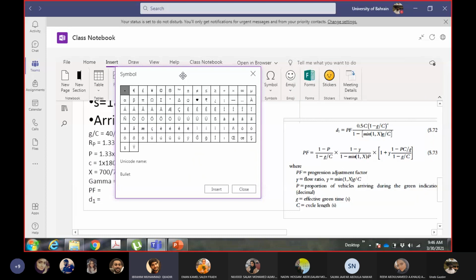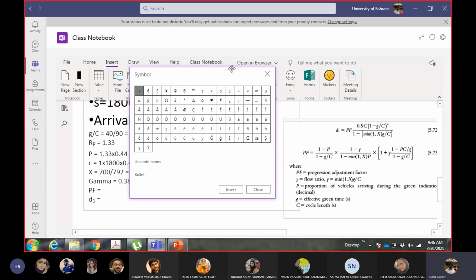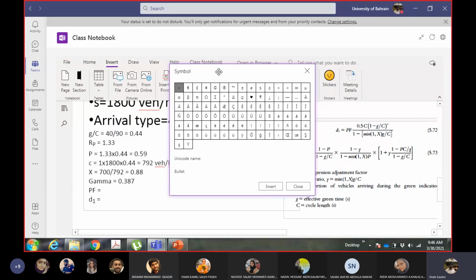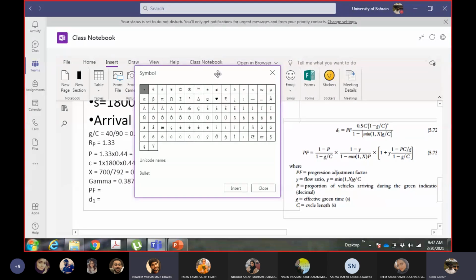Doctor, why is gamma 0.387? Gamma is the minimum of 1 or X multiplied by G by C ratio. G by C ratio is 0.44, right? And X is 0.88. All right.